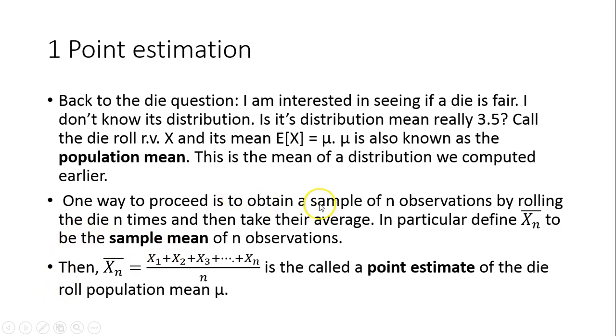So one way to proceed is to obtain a sample of n observations by rolling the die n times, and then taking their average. In particular, define x bar n to be the sample mean of n observations. Then x bar n is what you do. You sum all of them up, x1 plus x2 plus x3 to xn, divide by n. It's called the point estimate of the die roll mean mu, okay?